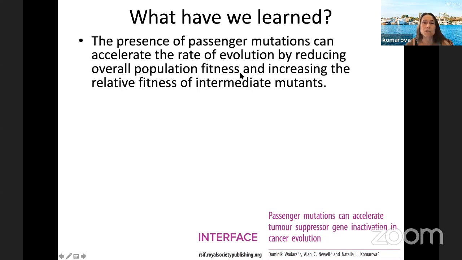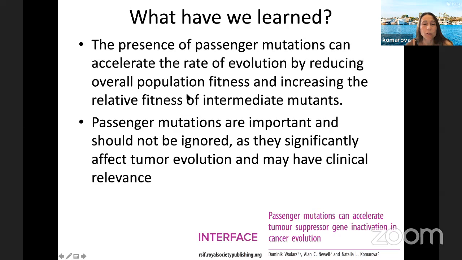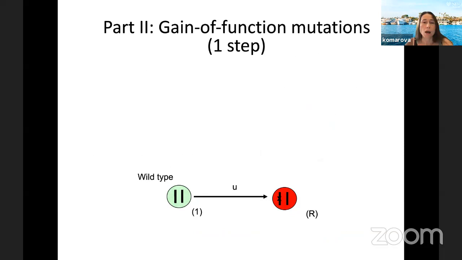So the presence of passenger mutations can accelerate the rate of evolution by reducing overall population fitness, and it's comparable with the acceleration given by this familial cancerous disorder. And passenger mutations are important and should not be ignored, as they significantly affect tumor evolution and may have clinical relevance. Okay. That concludes the first part of my talk.